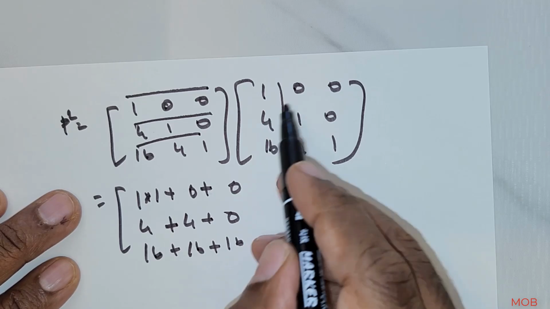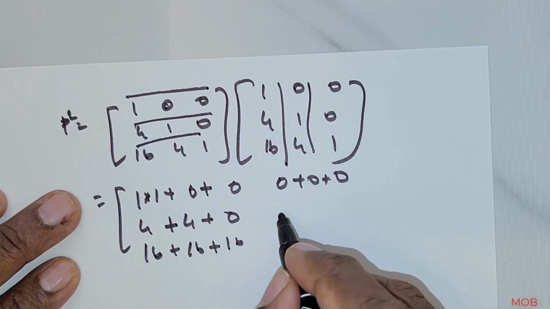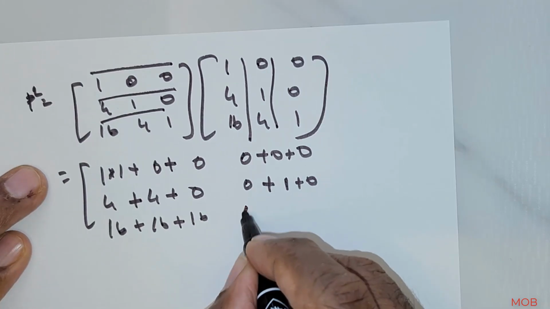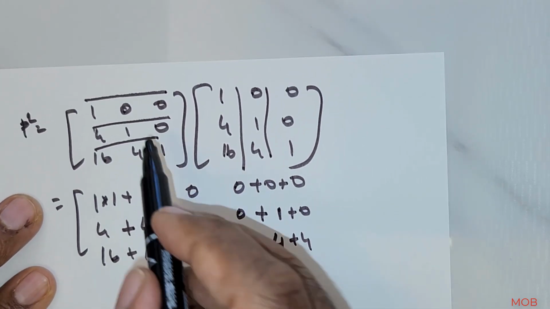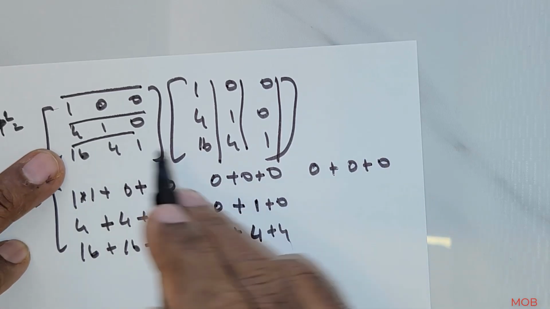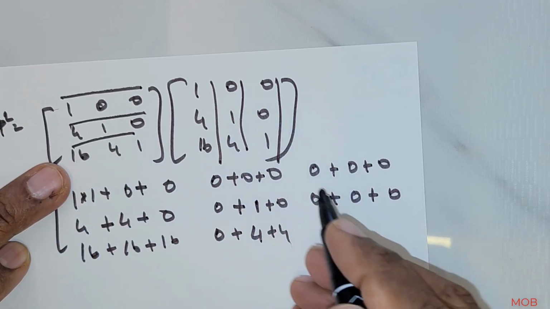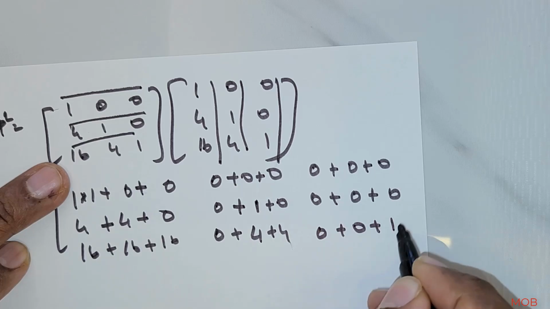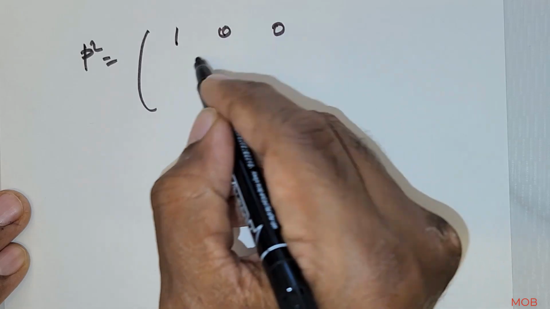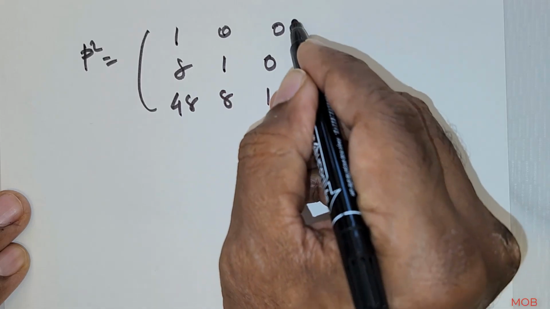Row with this column 0 plus 0 plus 0. Row with the column 0 plus 1 plus 0. Row with the column 0 plus 4 plus 4. The remaining entries are 0 plus 0 plus 0 twice, and then 0 plus 0 plus 1. So this is equal to 1 0 0, 8 1 0, 48 8 and 1.